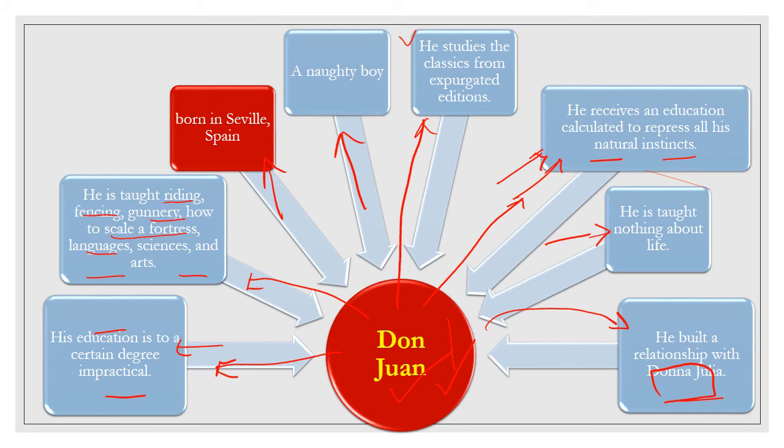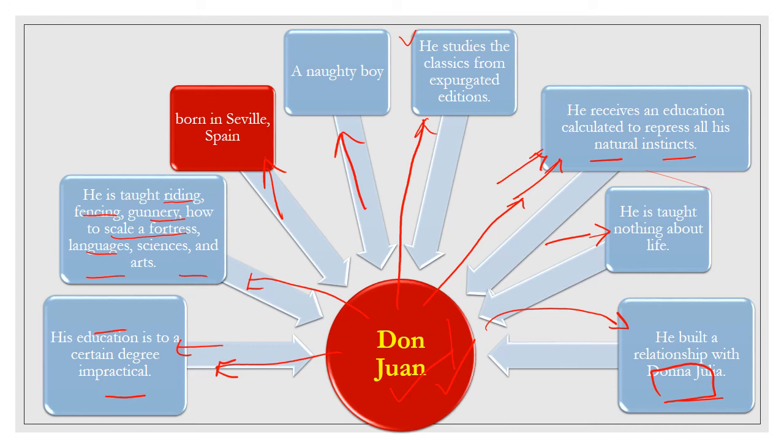And when we come to the fact of Don Juan's education, we see that because of his mother's interest, he is taught riding, fencing, gunnery, how to scale a fortress, languages, sciences, and arts. So these things Don Juan is taught only because his mother wants him to learn all these things. But his mother's choice is highly criticized by the narrator.